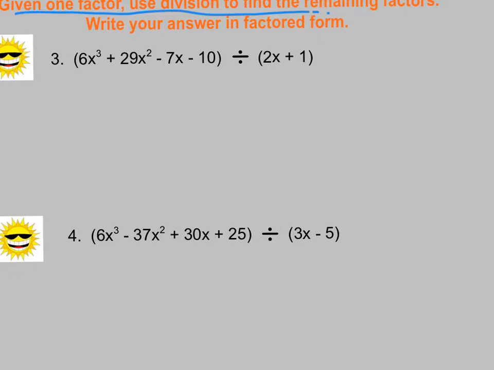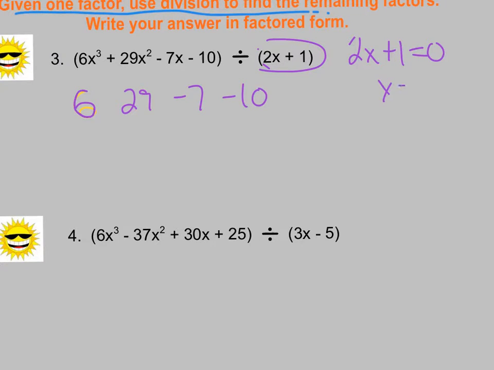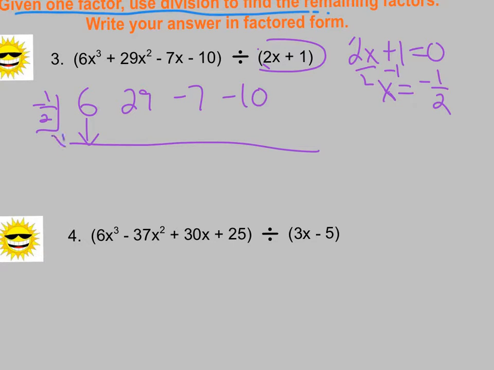Because, I'll show you here. So I want 6, 29, negative 7, negative 10. But I don't want negative 1. That's something that a lot of kids would put. I've got to set that equal to 0. So if I solve that, algebraically, subtract 1, divide by 2, I end up with negative 1/2. You actually want negative 1/2. So drop, multiply.